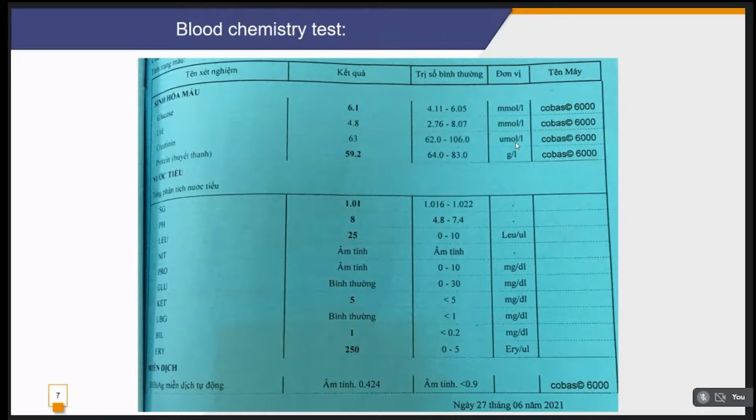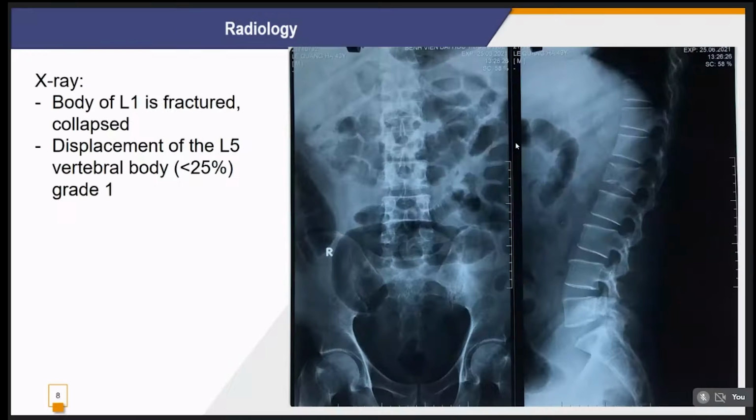And in the 10-parameter urine test, we have glucose increased slightly, and urea increased significantly, 250 urea. And this is the imaging investigation.